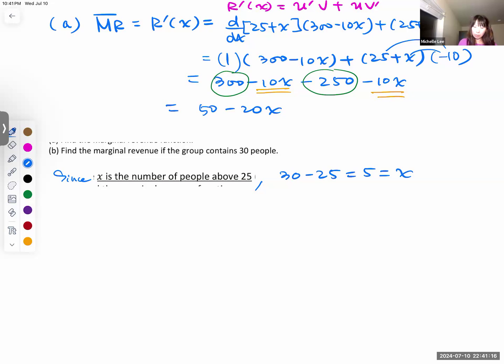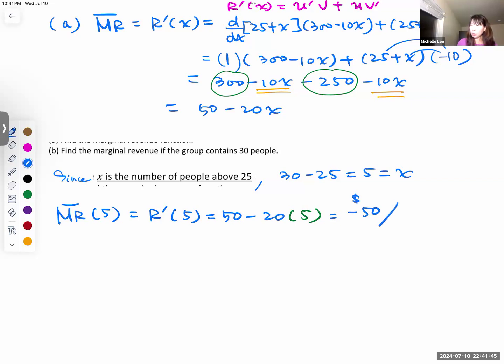All right, so we have marginal revenue of 5 equal to the derivative of the revenue function at 5. Then we have 50 minus 20x. So 50 minus 20 times 5. Then we get negative 50. It's dollars per person.